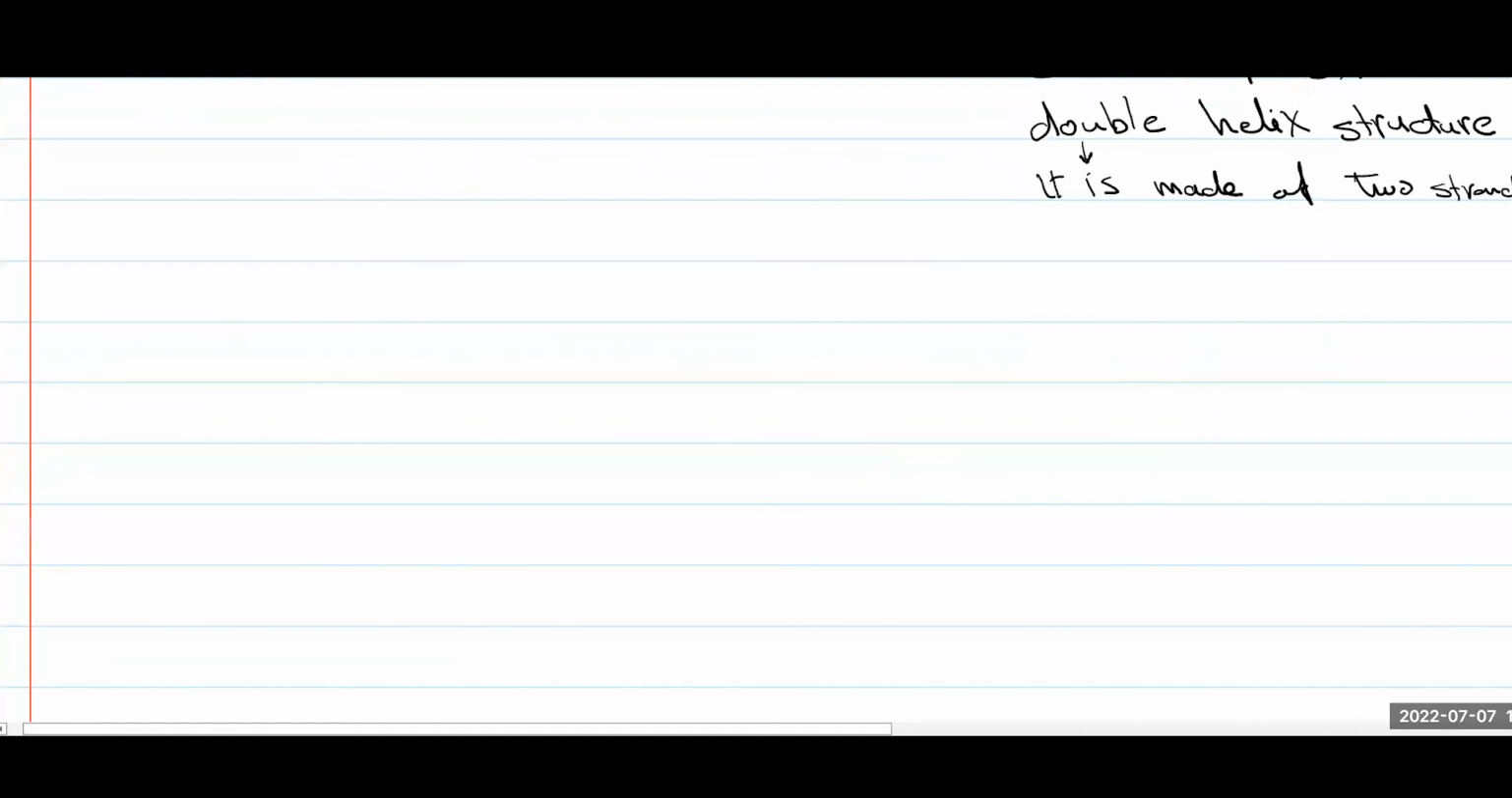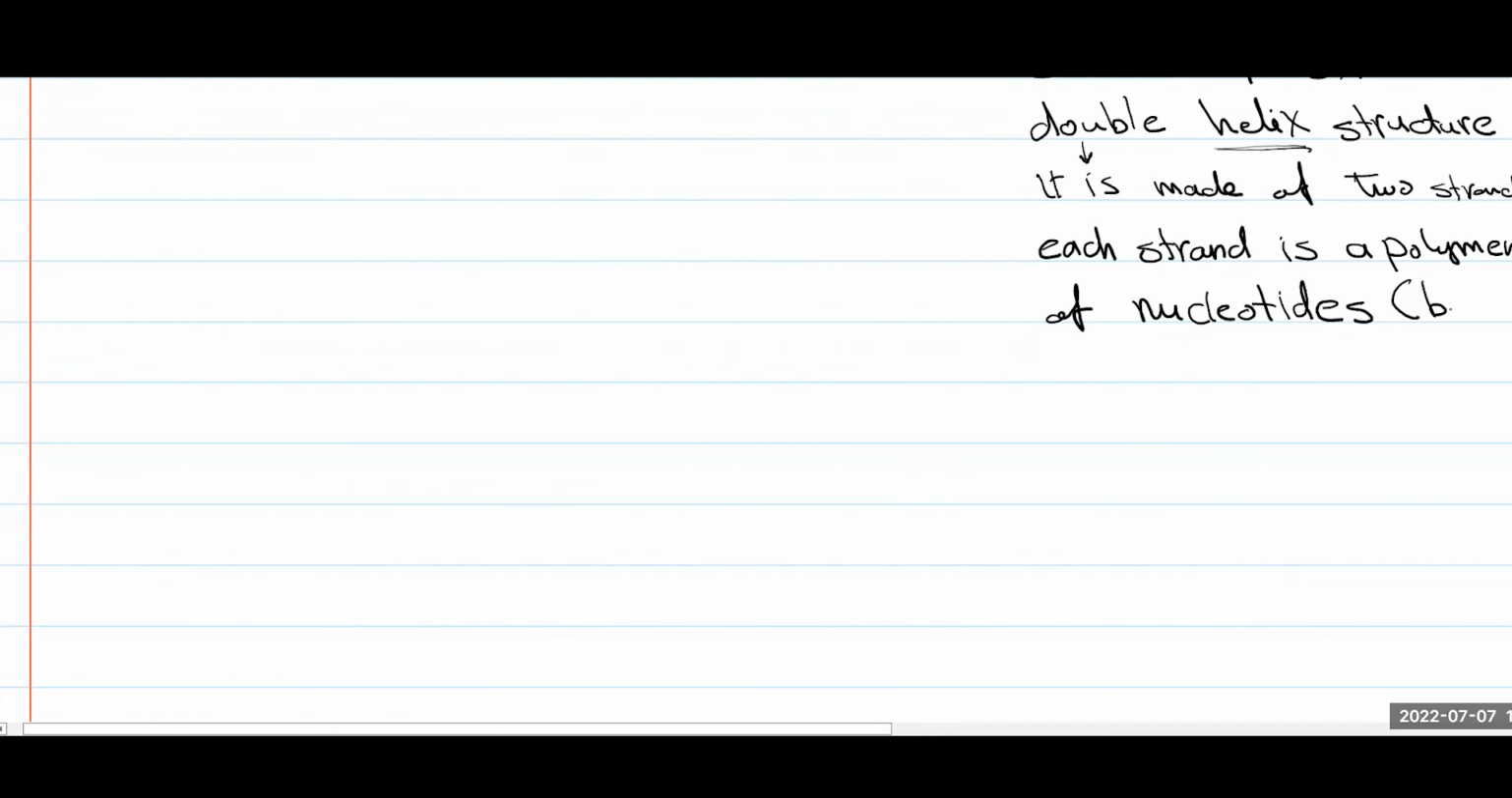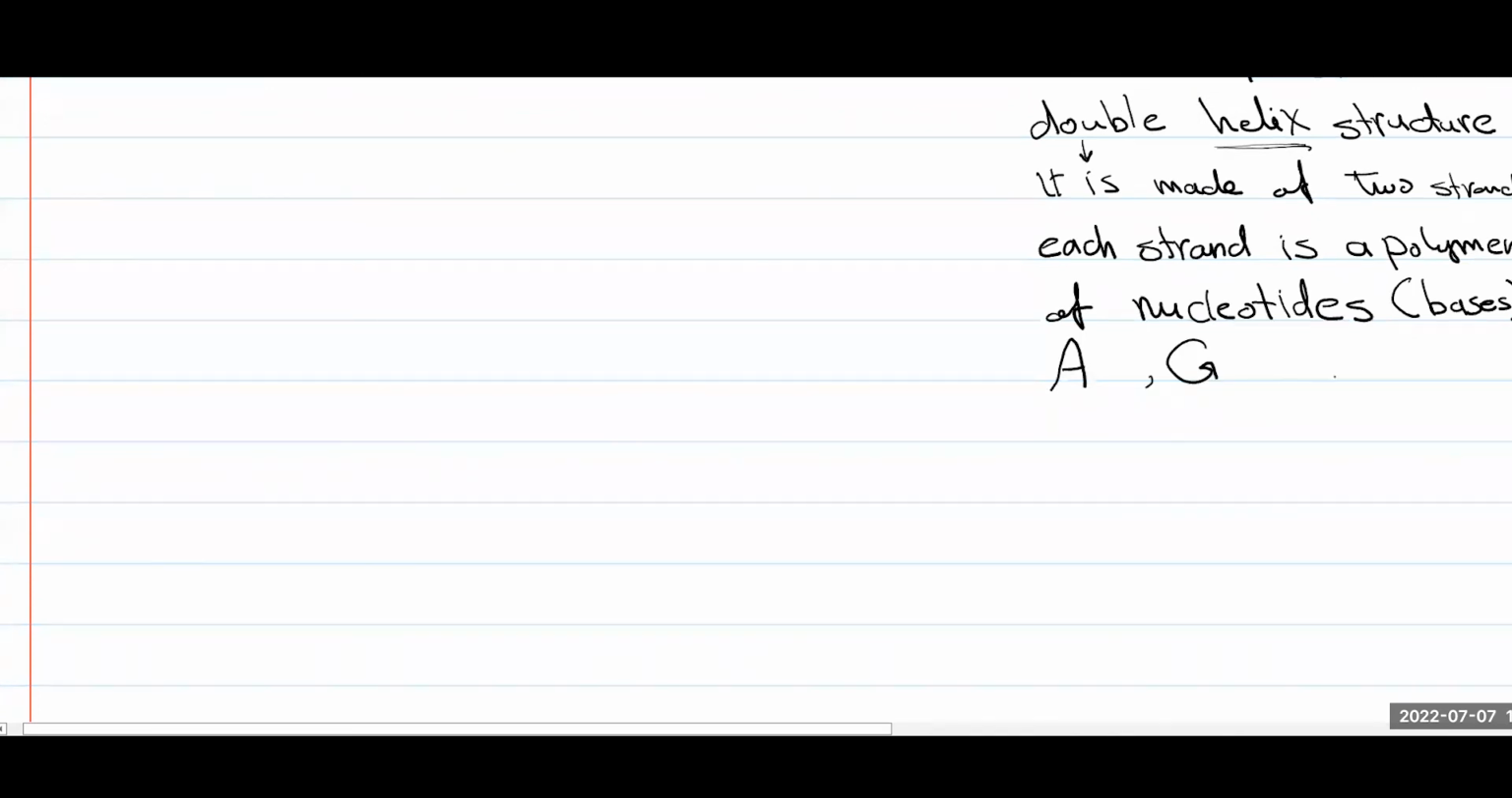Then explain where you will get helix from. What is the strand? Each strand is a polymer of nucleotides. What are these nucleotides? By the way, you can use the word bases. It's correct also. What are these bases? You can write the symbols of the bases: adenine, guanine, cytosine, and thymine.